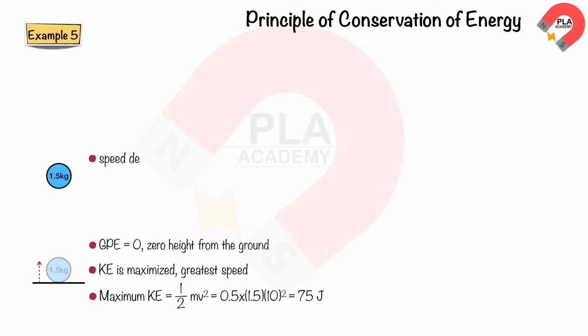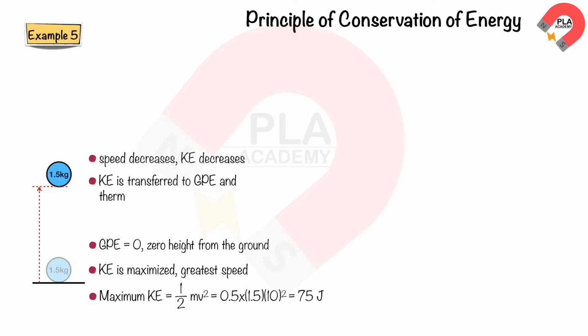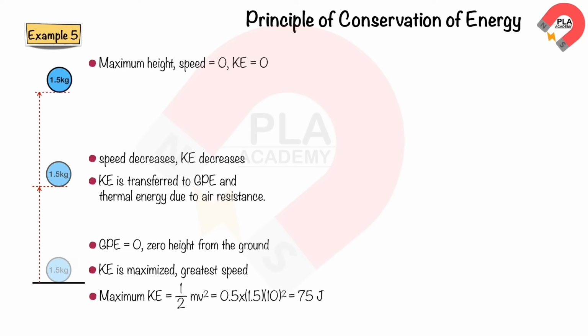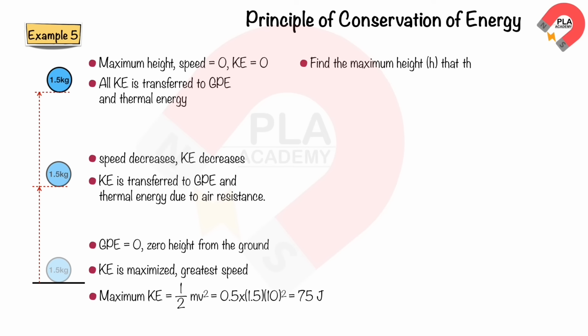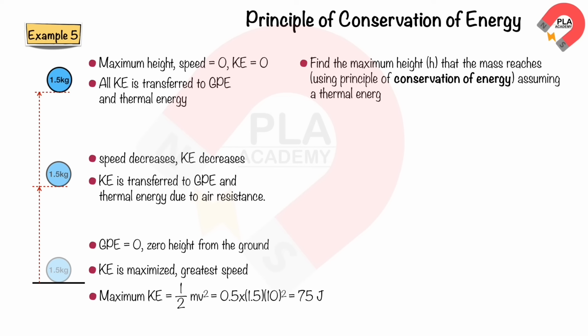As the mass moves upward, its speed decreases, leading to a decrease in kinetic energy. This kinetic energy is transferred to gravitational potential energy and thermal energy due to air resistance. When the mass reaches the maximum height, its speed is zero, so its kinetic energy is zero. At this point, all of the kinetic energy is transferred to gravitational potential energy and thermal energy due to air resistance.